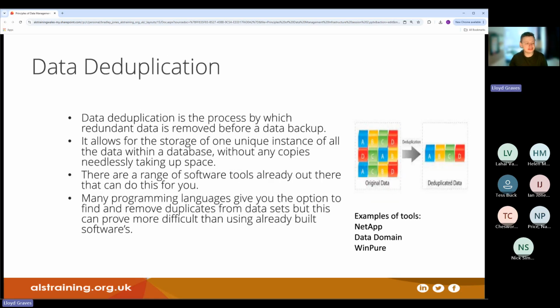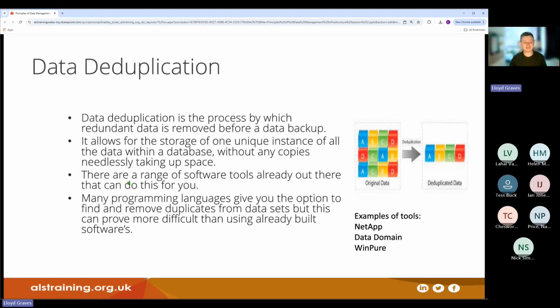The other one then is data deduplication. It's the process where redundant data is removed before data backup. It allows for storage of one unique instance of all the data within the database, without any copies needlessly taking up space.